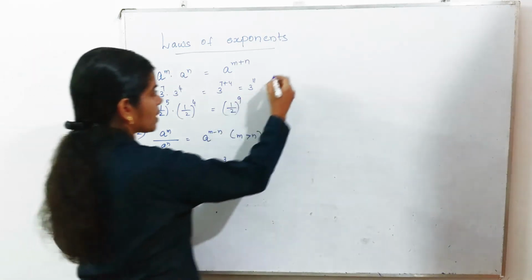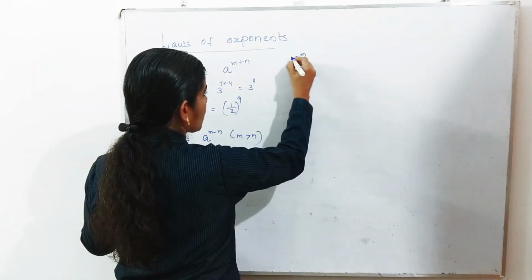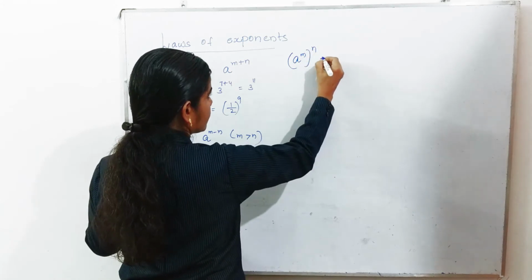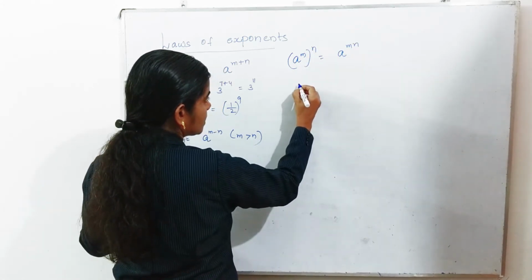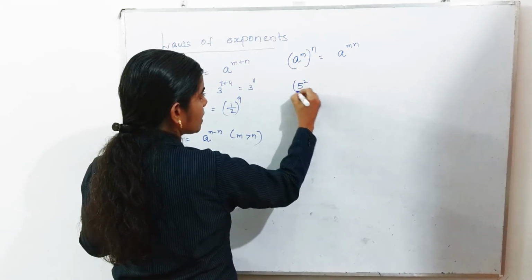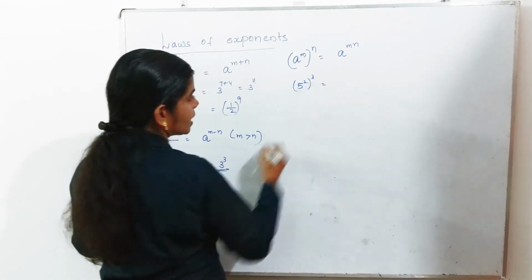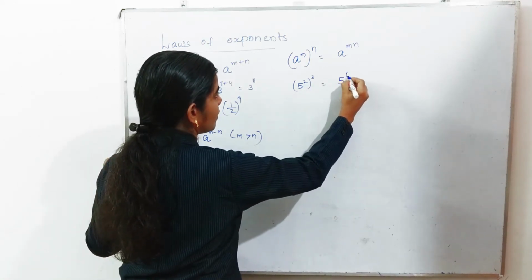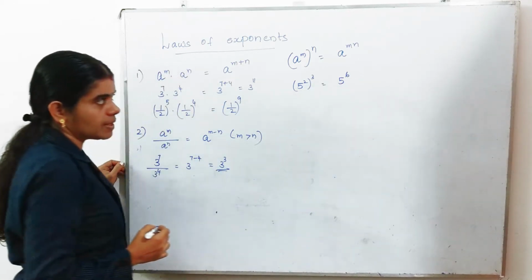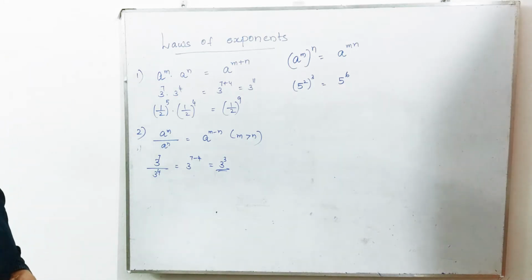Next one will be a raised to m all raised to n. That will be a raised to mn. Suppose we are writing 5 square all cube. Then what do you want to do? These two nearest numbers you want to multiply. That will be 5 raised to 6. That is a raised to m all raised to n.